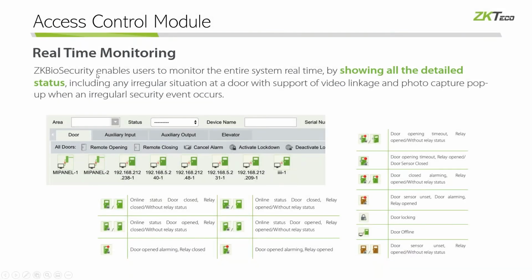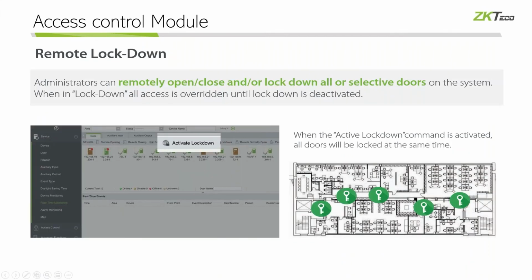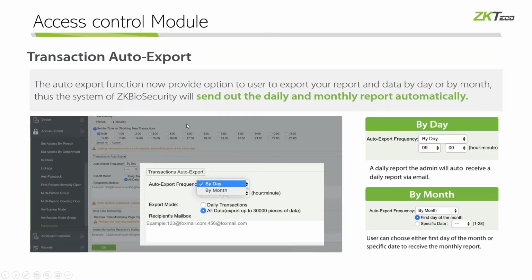Here, the real-time monitoring is the screen that security personnel will usually have to see what's going on. We can activate lockdowns to close everything and to open, of course. Importantly, we can auto export the transactions. This is quite useful because we can use this automatic export of transactions to also integrate with third-party software.